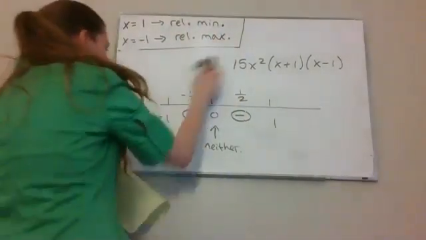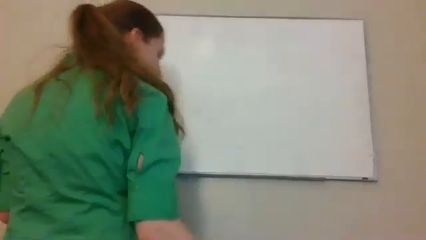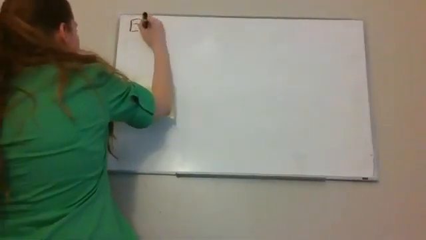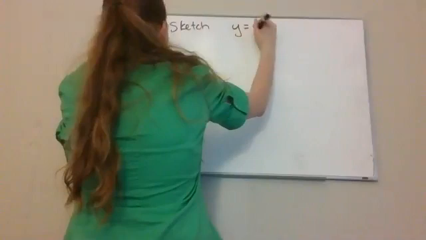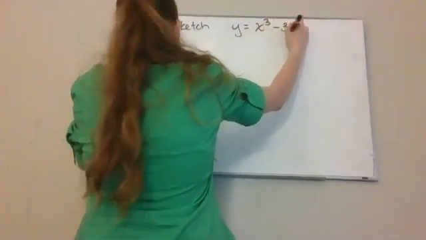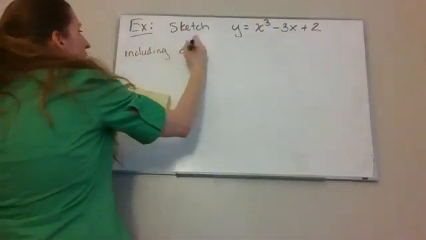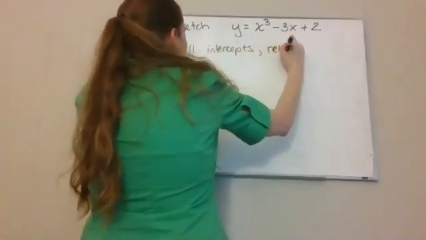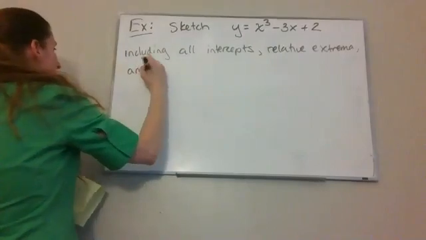All right, to finish this video up, we're going to do a rough sketch of a polynomial using all the information we've learned in this video about increasing, decreasing, concavity, all of that. So let's sketch y equals x to the third minus 3x plus 2, including all intercepts, relative extrema, and inflection points.